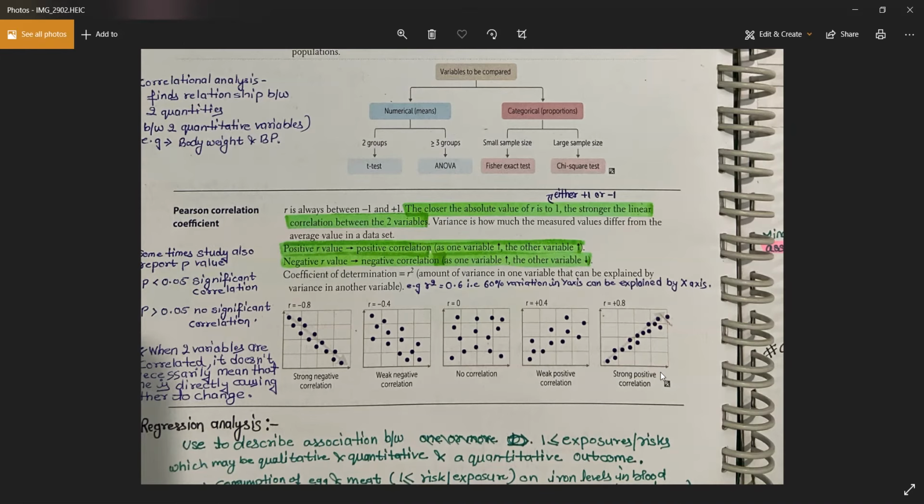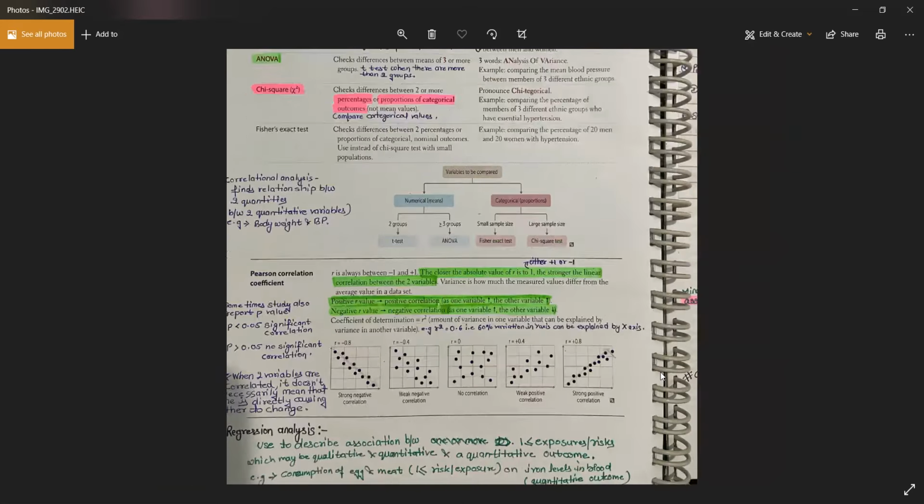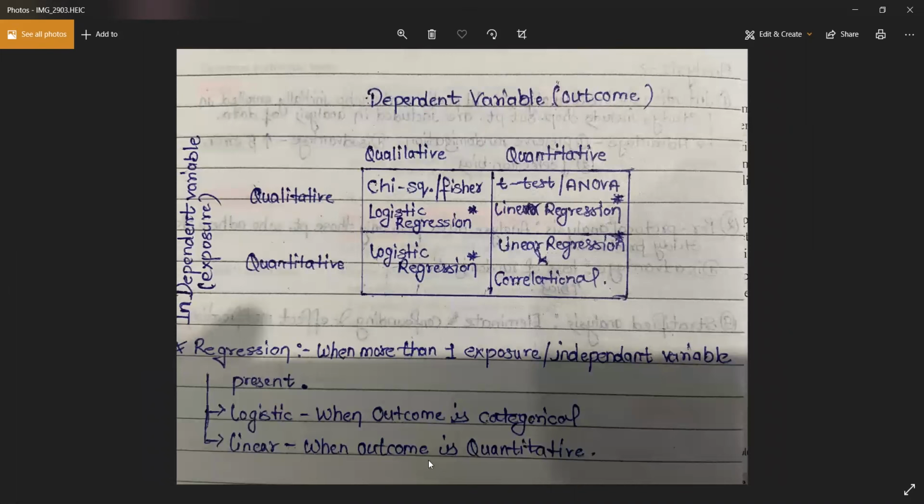The exposure and the outcome are not relevant for this correlation. Both the quantities are just quantitative, so you can neglect the outcome and the exposure. You want to know the relationship between these quantitative values, the correlation between the quantitative values.